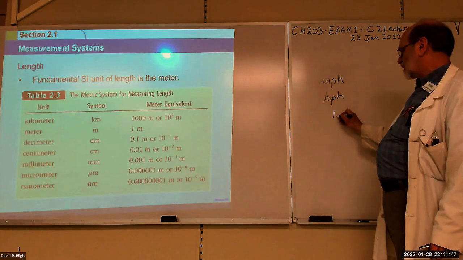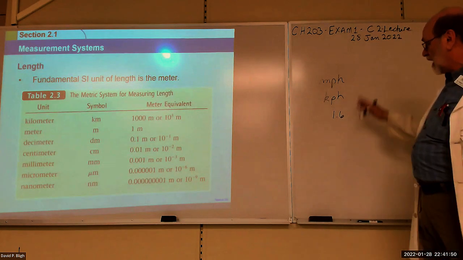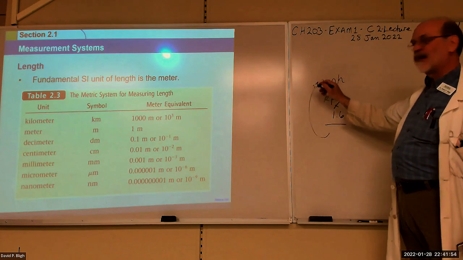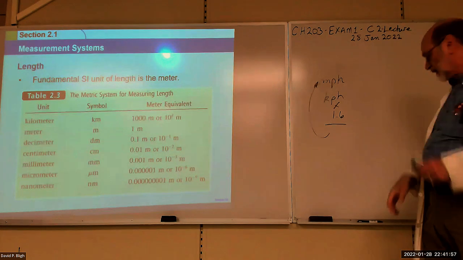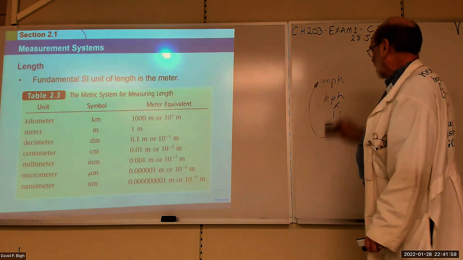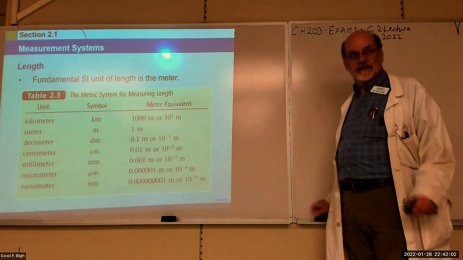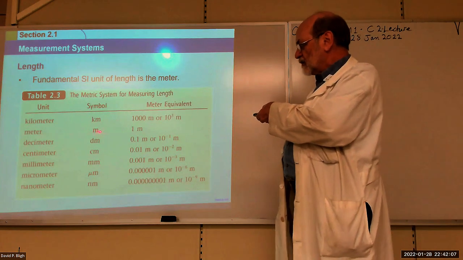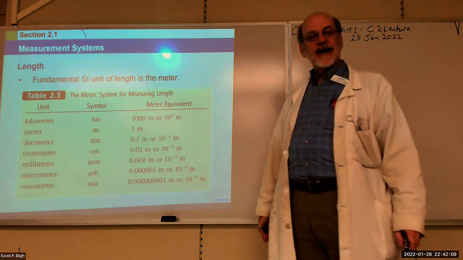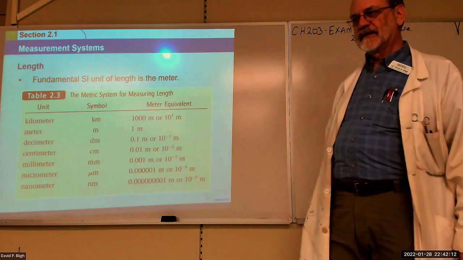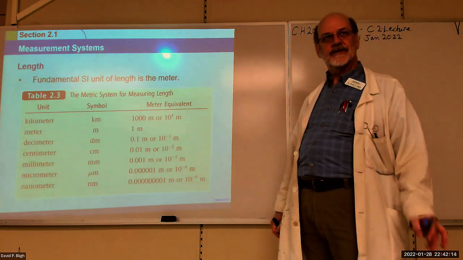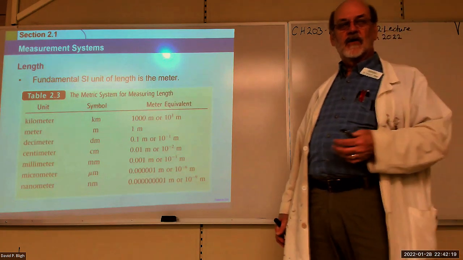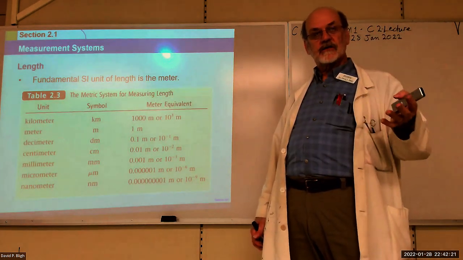It's about 1.6. So if you've got a kilometer per hour times 1.6, you'll have miles per hour. That's because the kilometer is a smaller unit of measure than the mile. But it's based upon this fundamental unit of the meter. Whereas a mile has a historical significance, but you have to know what the conversion is: 5,280 feet or 1,760 yards.